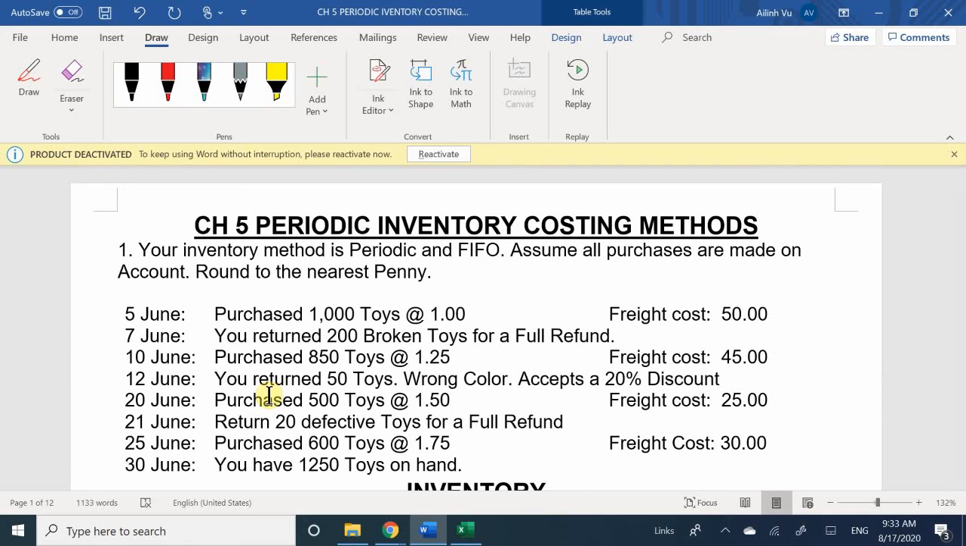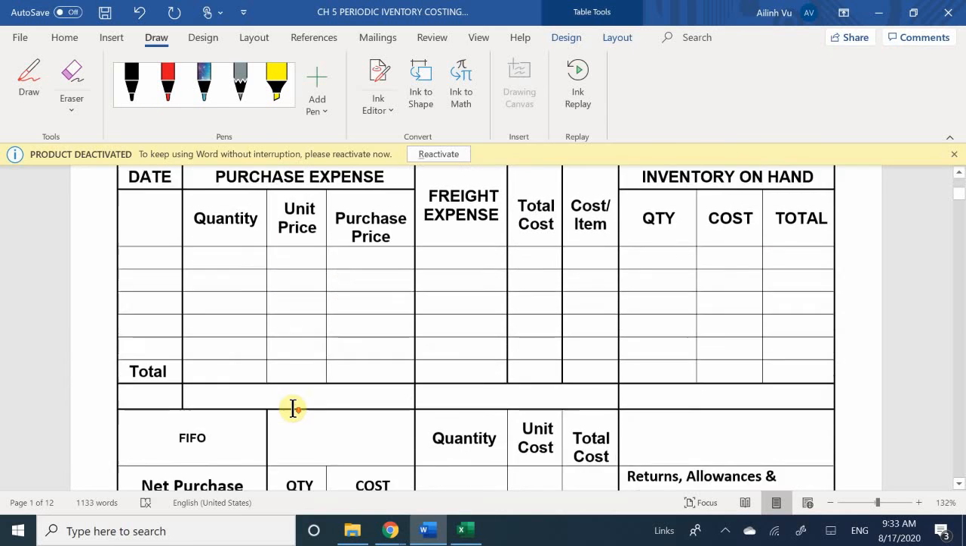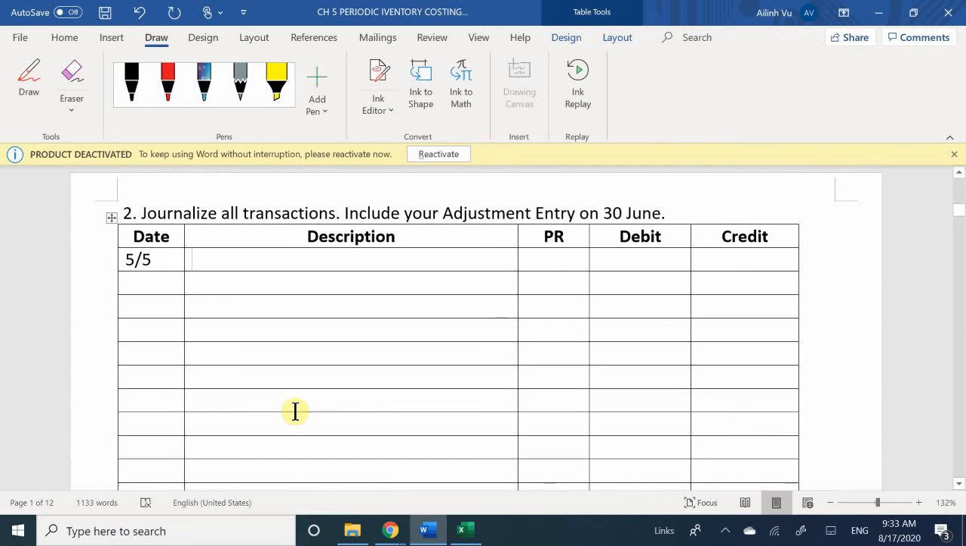And when we do periodic, how do you journalize a periodic inventory? Inventory, right? No. Purchases. But what kind of purchases? Purchase expense, you're correct. Remember, when we're dealing with periodic inventory, we need to recognize it as an expense first. And when we reach the end of the period, that's when we convert it into inventory. So yes, purchase expense is correct.